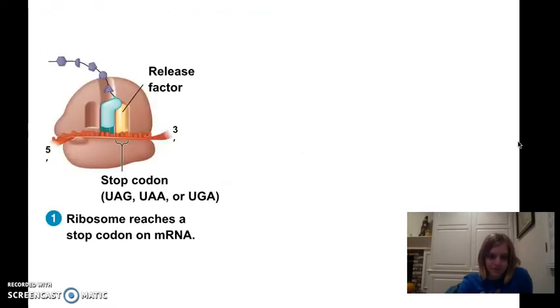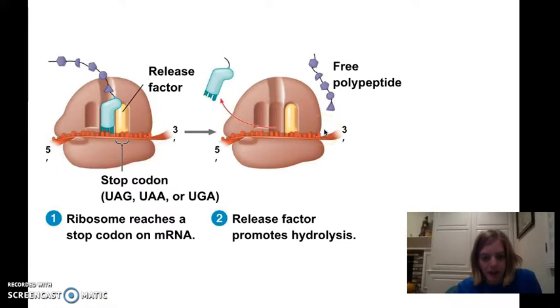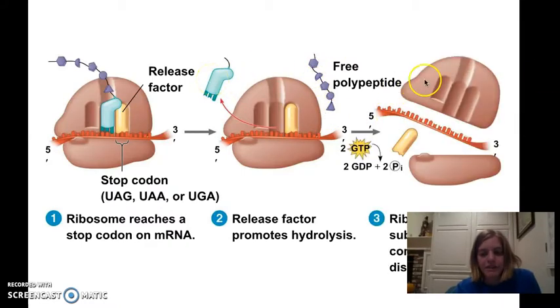and then the rest of the translation assembly can come apart. So here in the termination step of translation, the stop codon is coded for, so either UAG, UAA, or UGA, and then the release factor binds instead of another tRNA. That release factor promotes hydrolysis, so it cuts the polypeptide free from the tRNA, and then everything else is signaled to come apart after that point.